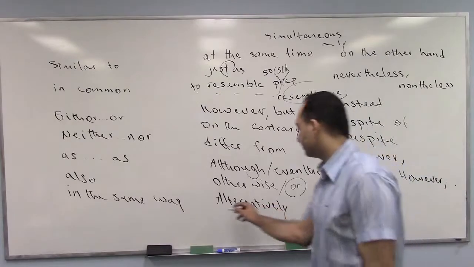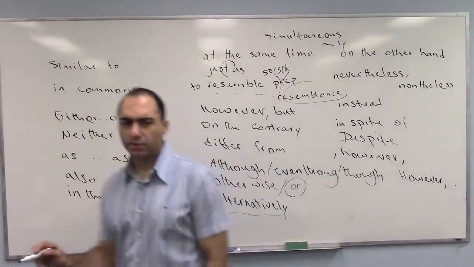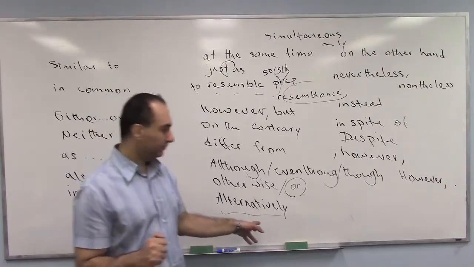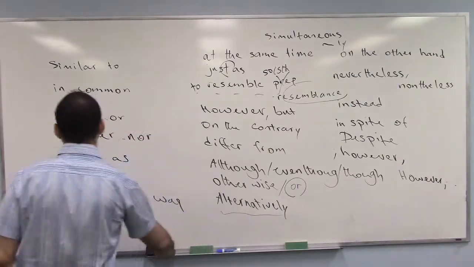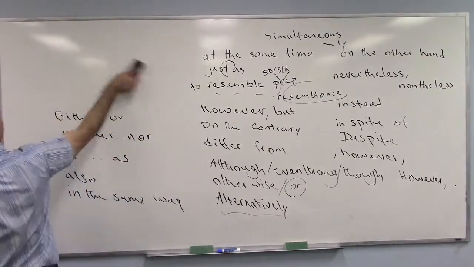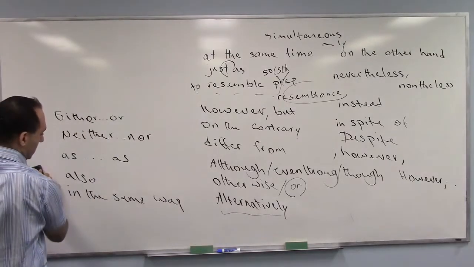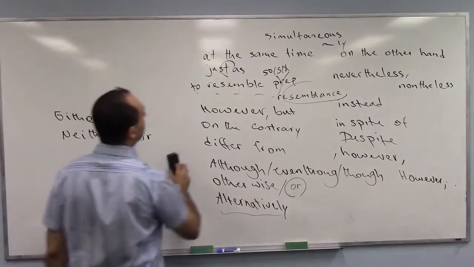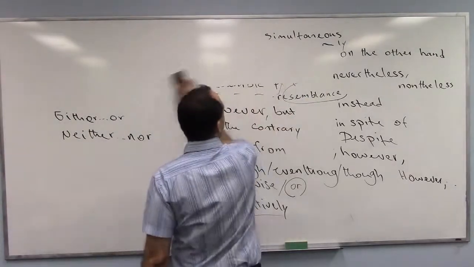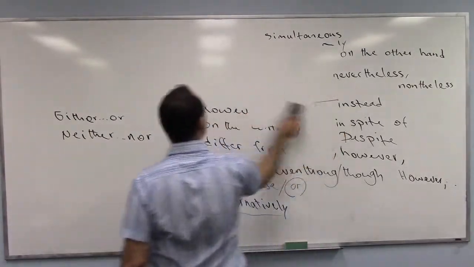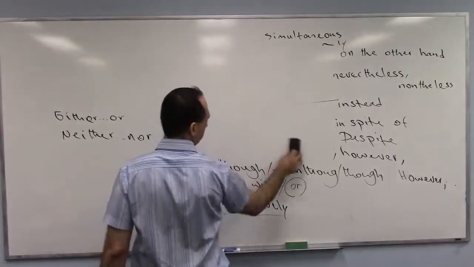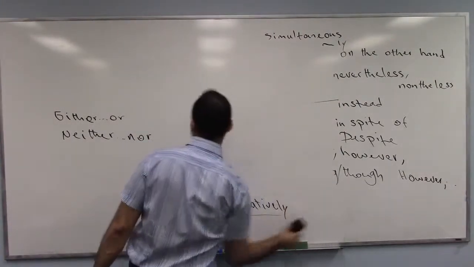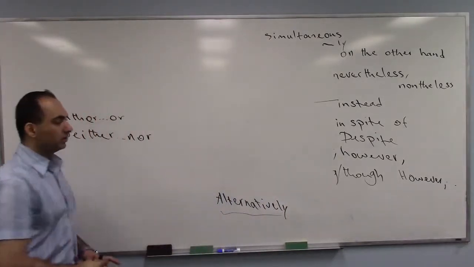Alternatively, it's a good one. I don't think we talked about it in that video. Alternatively. That's why I would like to talk a little bit about this. The ones that we haven't talked about, I would like to talk about them a little bit. Alternatively is one of them. These we talked about. These are gone. Although, even though, otherwise, no. Alternatively, yes.